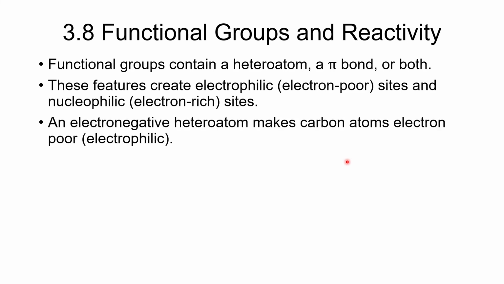Typically, an electronegative heteroatom makes a carbon atom electron poor, or electrophilic. Here is an example. This is an alkyl halide. We have 1, 2, 3, 4, 5 carbons, so this is 1-chloropentane. That carbon-chlorine bond is polar, and the carbon has a partial positive charge. The chlorine has a partial negative charge. This partial positive charge makes that carbon electrophilic.